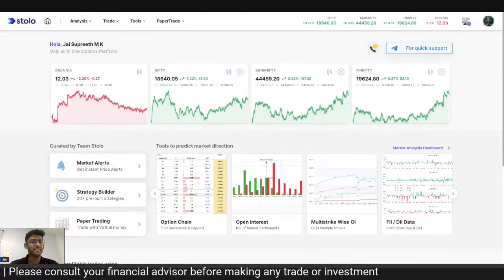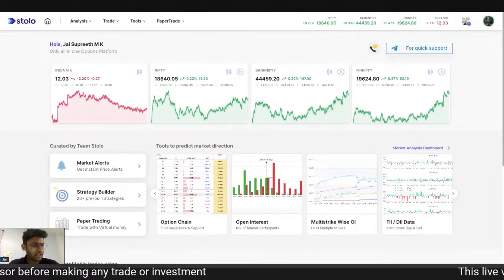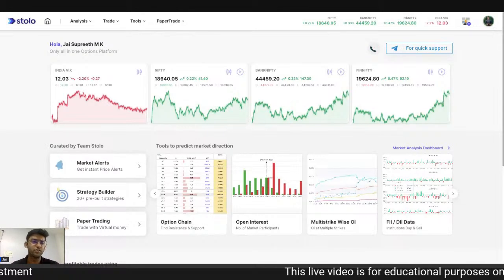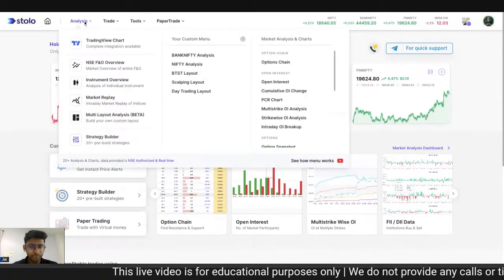As we expected yesterday, we expected a very sideways market again, and that we got to see today as well. I'll just quickly open the chart so that we know exactly what happened.